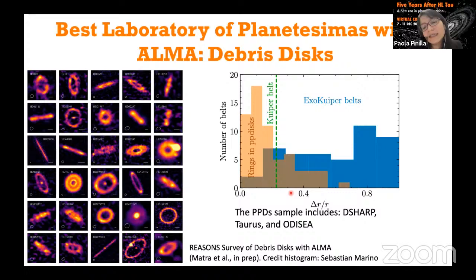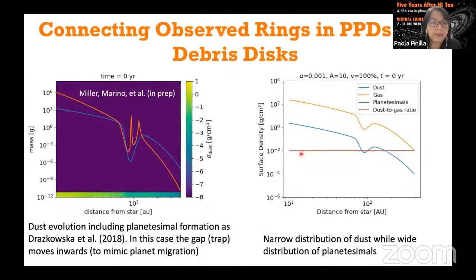The protoplanetary disk sample includes the data from DSHARP, Taurus, and Odyssey. And I have to say that some of these, in particular the Taurus ones, remain unresolved. But that will only imply that they will move towards this region, to the more narrow locations. So how is that possible, if there is any connection between these rings and debris disks? How can it be that they become so wide with the evolution of the disks? Sebastian has been working on this with one student of his, Ella Miller.